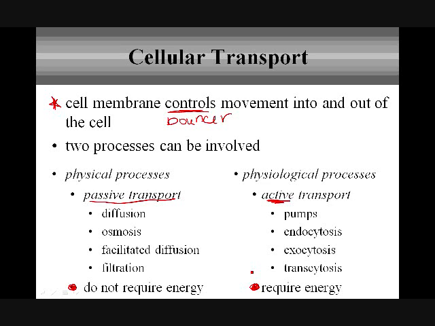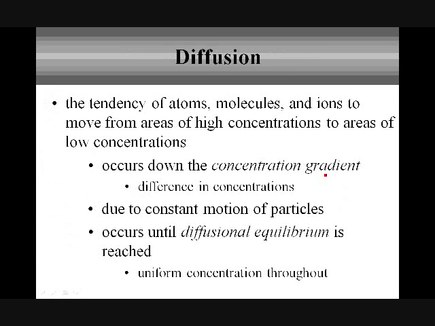But just to jog your memory, the idea that diffusion, osmosis, perhaps two things new, facilitated diffusion and filtration, are types of passive transport not requiring energy, while protein pumps, endocytosis, exocytosis, and another new one, transcytosis, these are going to be active transport mechanisms that are going to require energy.